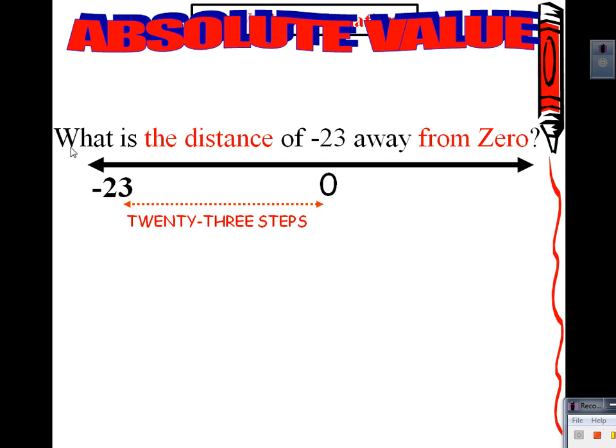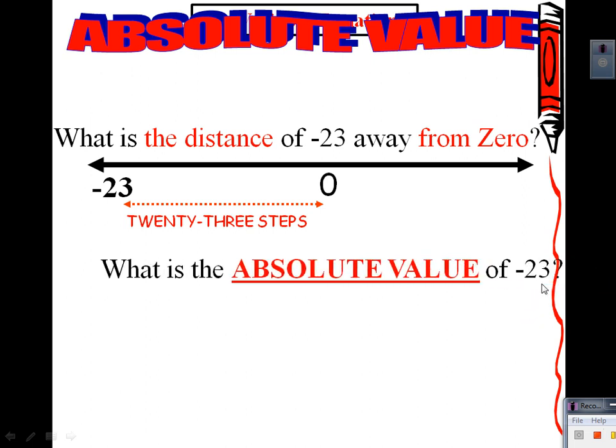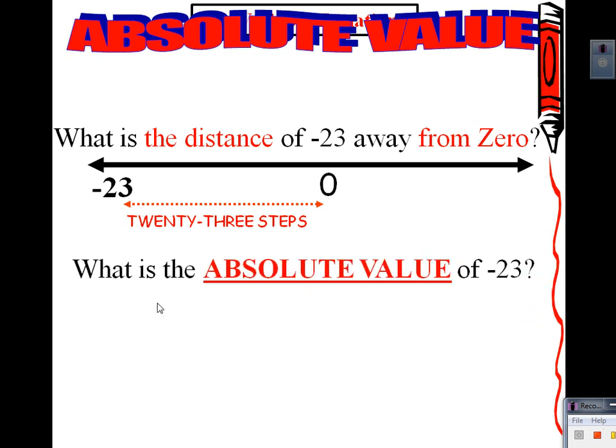All right. Now, another way of saying what is the distance of negative 23 away from 0 is this: what is the absolute value of negative 23? This is the same as this. Can you identify that? Okay, so now check this out. Now with symbols, how does this look? It looks like this: absolute value of negative 23. And by now, what does this mean? What is the distance of negative 23 from 0? So what is the distance? 23. All right. So we got this, yes?